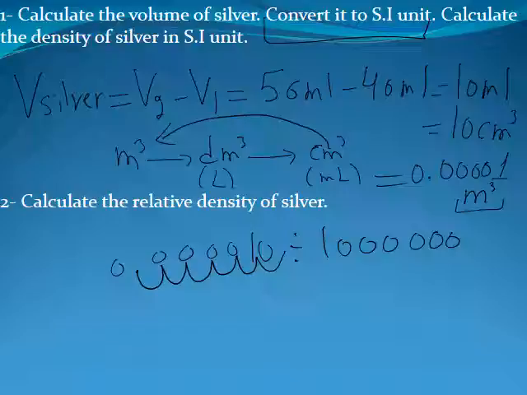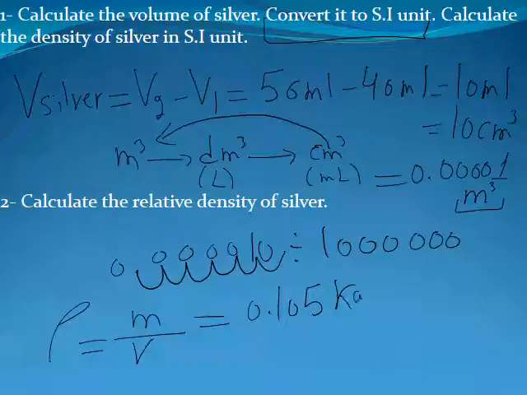Calculate the density of silver. How can we calculate the density? What is the property of density? Density is equal to what? Ratio of? So rho is equal to the mass over the volume. Mass is how much? 0.105 kilograms over 0.00001 meter cube. Pay attention here.